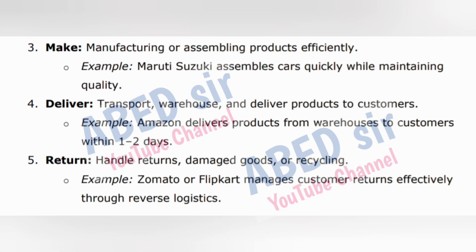3. Make: manufacturing or assembling products efficiently. Example, Maruti Suzuki assembles cars quickly while maintaining quality. 4. Deliver: transport, warehouse, and deliver products to customers. Example, Amazon delivers products from warehouse to customers within 1 to 2 days.